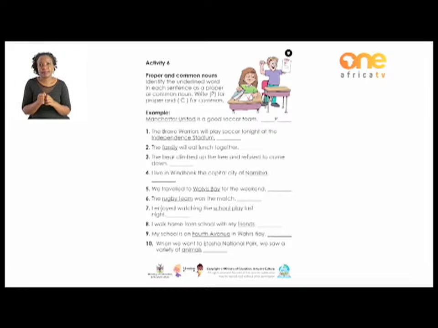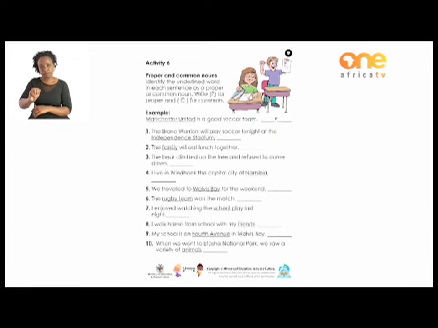Right, are we all on page 9? This is activity 6. Proper and common nouns. Identify the underlined word in each sentence as a proper or common noun. Write P for proper and C for common. An example. Manchester United is a good soccer team. The underlined word is Manchester United.